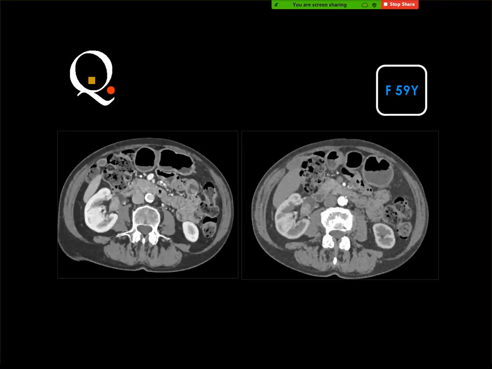Hypoplastic left kidney? No, it's not in this section. Small left kidney? No, the kidney is good. But you know that the right kidney is sometimes much lower than the left kidney, and most of the left kidney is shown in the sections above this level.